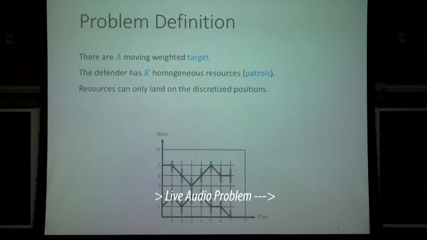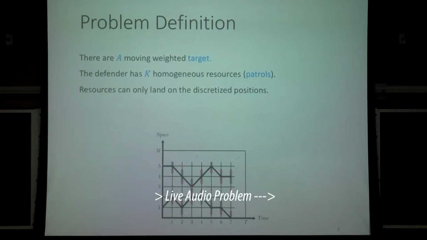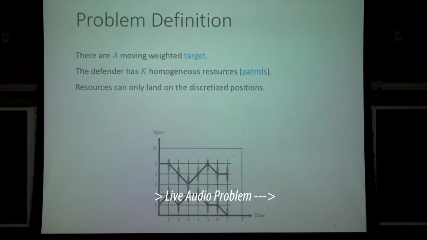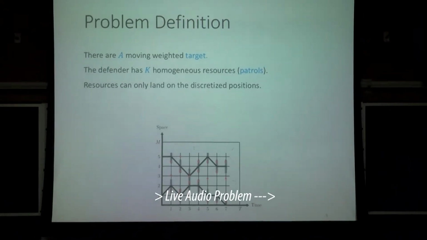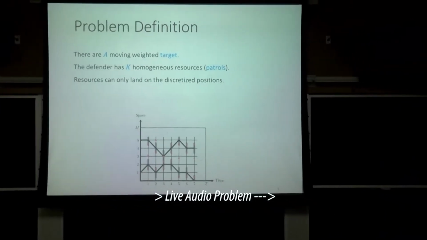Okay, so there are n moving weighted targets. In this figure, the y-axis denotes the space and the x-axis denotes time. These red points denote targets. Each of them has a weight and they move over time. The targets are not required to be in the discretized positions, but the patrol resources are.